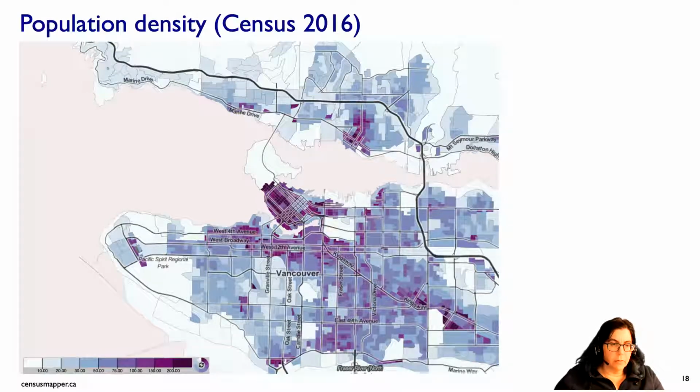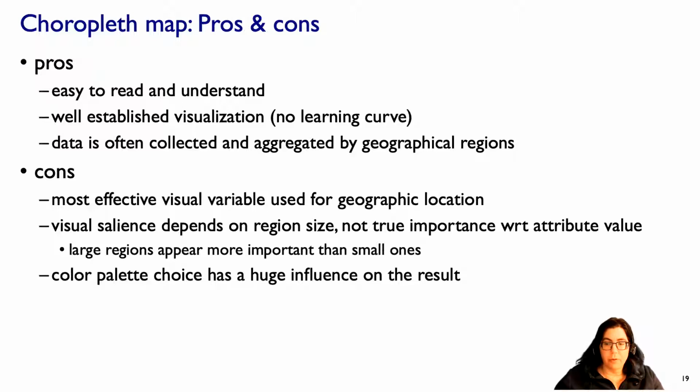All right. Now, what is good and bad about a choropleth map? So one really nice thing about this is they're straightforward, right? They're easy to read, they're easy to understand, they don't require a lot of explanation, very, very well established, so there's not this learning curve. And what's also nice about this approach is often data is really collected and aggregated according to these geographical regions. So in some way, it's a very natural and understandable thing to simply color code within that region.